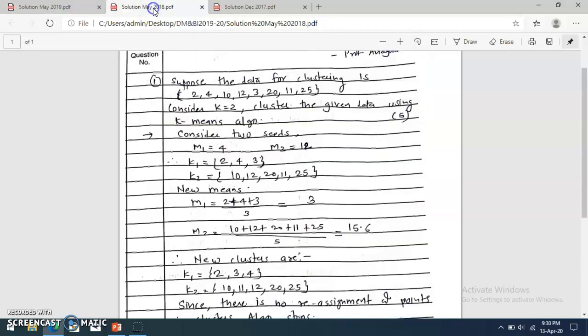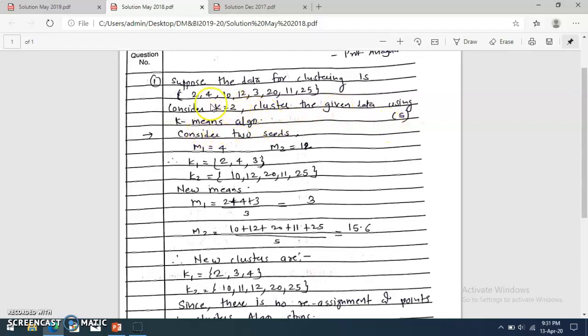Let's move on to another example. This example is from the question paper May 2018, Mumbai University. The question goes like this. Suppose the data for the clustering is given as this. Consider K is equal to 2. Cluster the given data using the K-means algorithm.